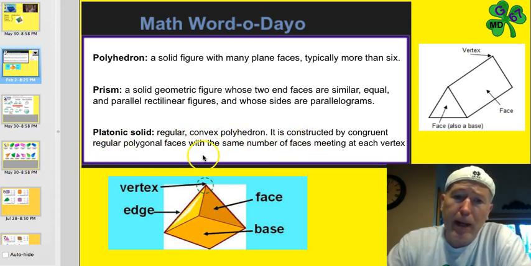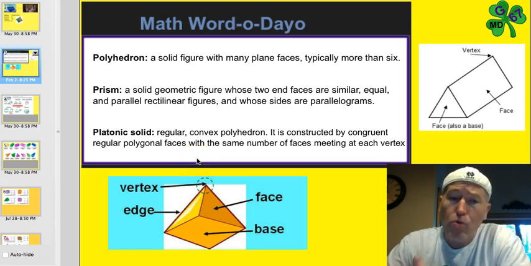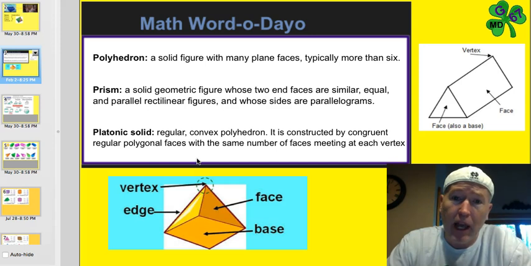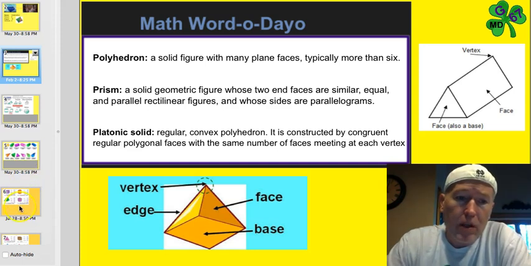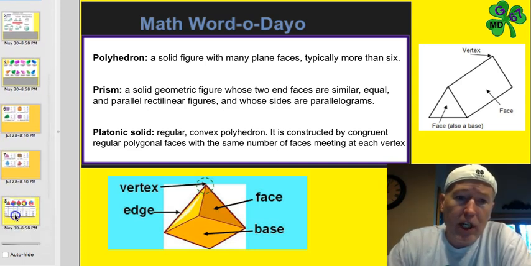It said it's constructed by congruent, which means identical, regular, which means all measures or all sides or all edges on the polygon are the same length, like a stop sign is a regular octagon. Each of the 8 sides is identical, so they're congruent, regular polygonal faces with the same number of faces meeting at each vertex. So the easiest way, I think, is to just take a look at some here.